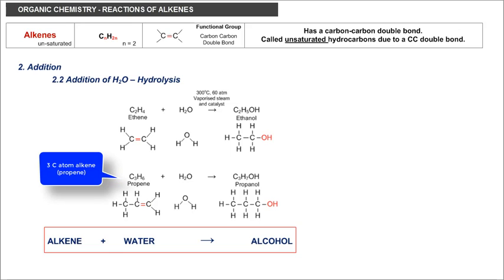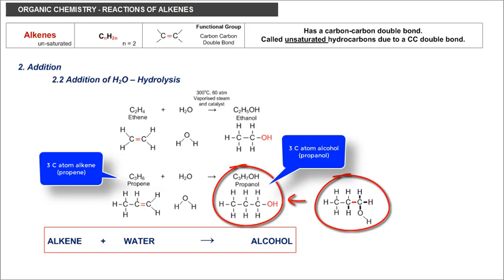Similarly with propene, the next alkene in the series with 3 carbon atoms, has one of its double bonds broken, the water H2O breaks into H and OH, and the hydrogen atom and the OH get added into the carbon chain, and it forms the 3 carbon atom alcohol called propanol.